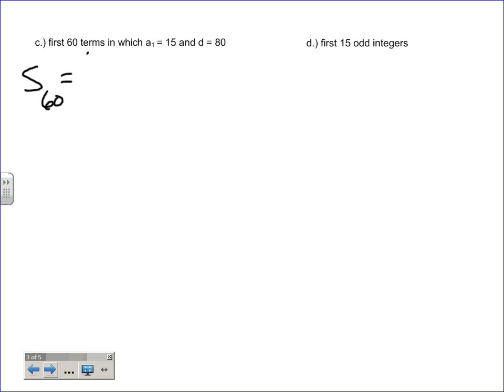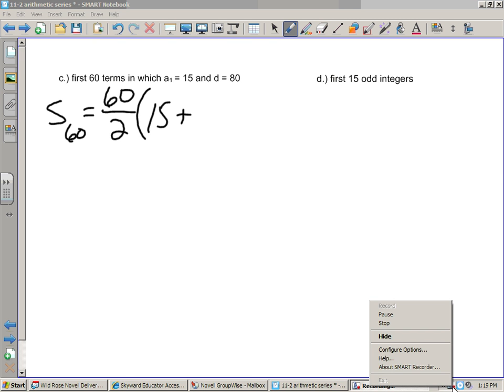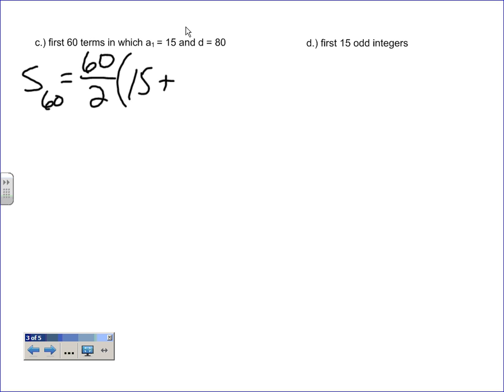Well, we know it's 60 over 2. First term is 15 plus, well, what's the quickest way of going and getting that other term? What we just did on the other page. So why don't you take a second and go get that other term? And then try and finish the sum. Well, let's see how you did. Well, I'm going to use up this space over here. I'll just erase it when we get done.